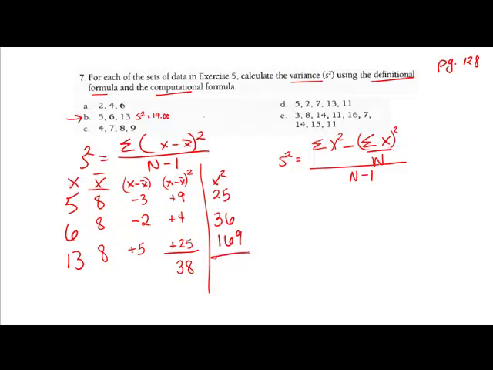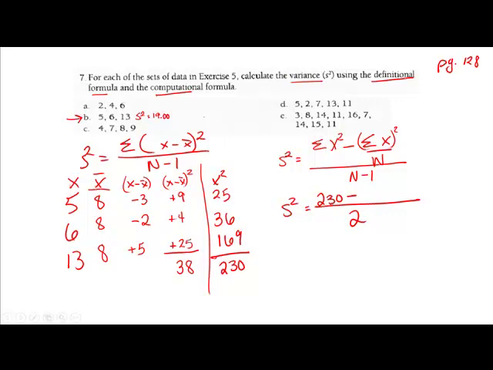Now I have to sum it. 25 plus 36 plus 169 equals 230. So I've got my sum of x squared, that is 230. N minus 1, let's do that one real quick. N was 3, because I had 3 observations, minus 1, so that's going to be 2.